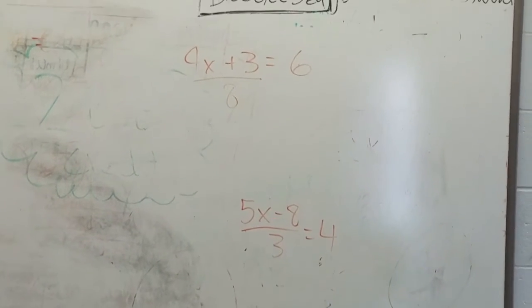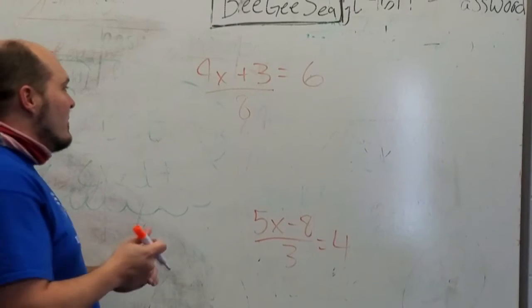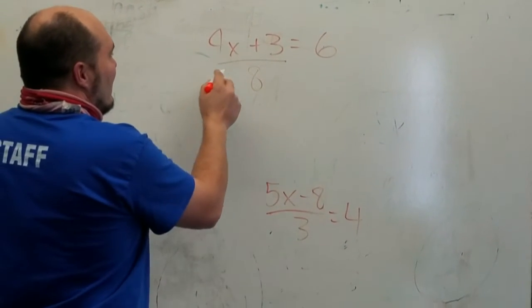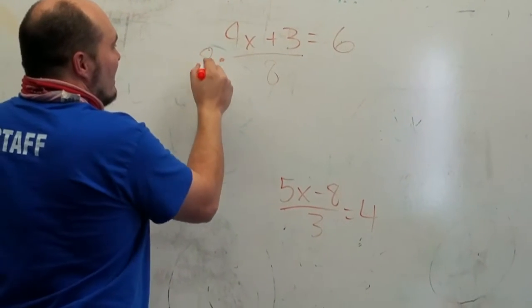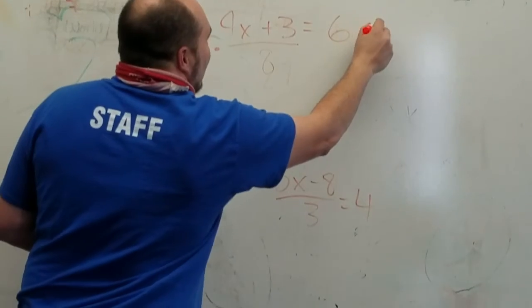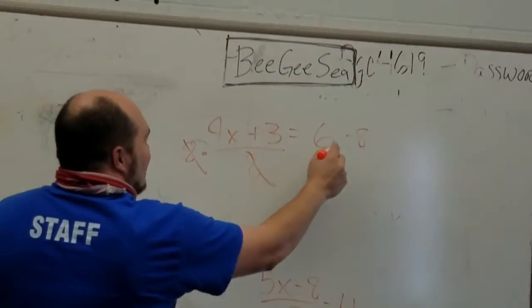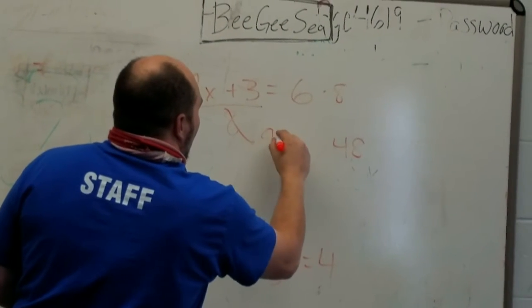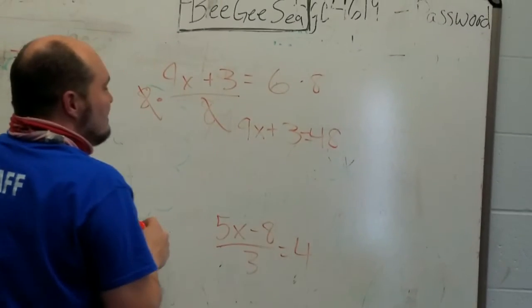If we have 9x plus 3 divided by 8 equals 6, again, the first thing that we're going to do is we're going to get just the top part by itself. We're going to get 9x plus 3. So to do that, we have divided by 8. The opposite is multiplication. So 8 times 8, or 8, these 8's would cancel. 6 times 8 equals 48. So we would be left with 9x plus 3 equals 48.